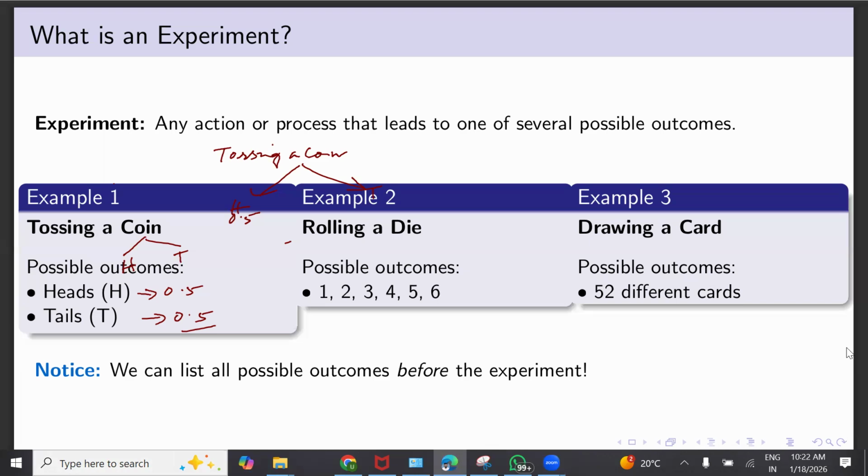Similarly, example number 2, rolling a die, possible outcomes are 1, 2, 3, 4, 5, 6. Example 3, drawing a card, possible outcomes are 52 different cards. So we can list what we learn from here. We can list all possible outcomes before the experiment, because an experiment means any action or process that leads to one of several possible outcomes. So you have to list all possible outcomes before the experiment.